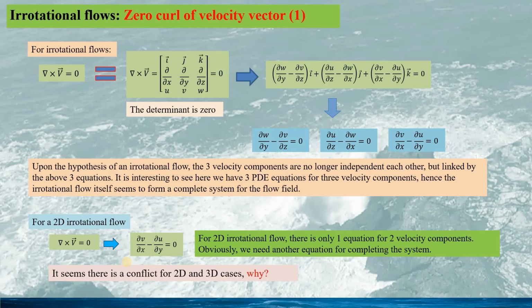So, we can see there is a conflict between 2D and 3D cases, because in the 3D case, it seems the assumption of the irrotational flow itself would make a complete system. But for the 2D case, we need an extra equation to make the complete dynamic system. Why do we have such a conflict?